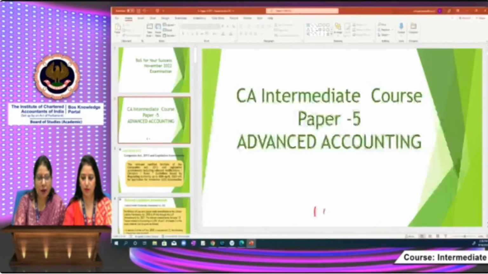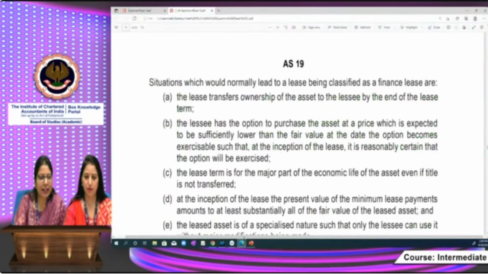So now, coming back to the provisions of AS 19, where we have to identify what type of lease it is. First of all, we have to read the question, understand the requirement of the question, and classify the lease as to whether it is an operating or finance lease, and only then can we proceed to the accounting treatment in the books of the lessor as well as in the books of the lessee. So let's start the discussion.